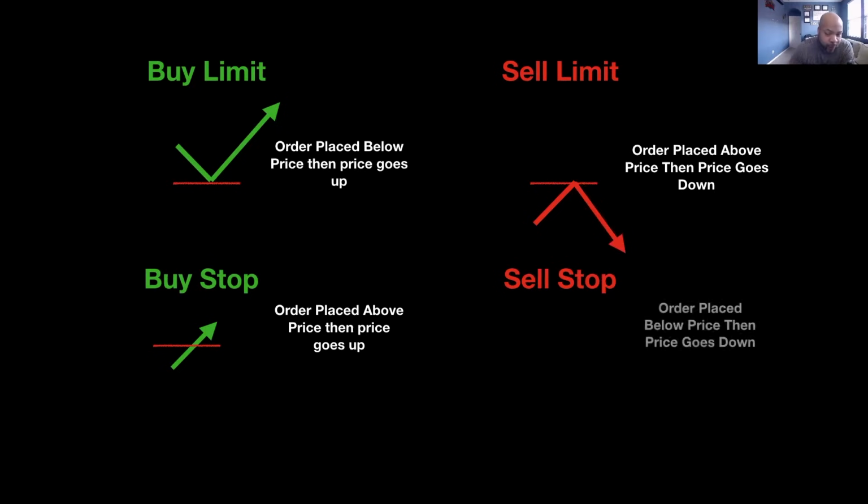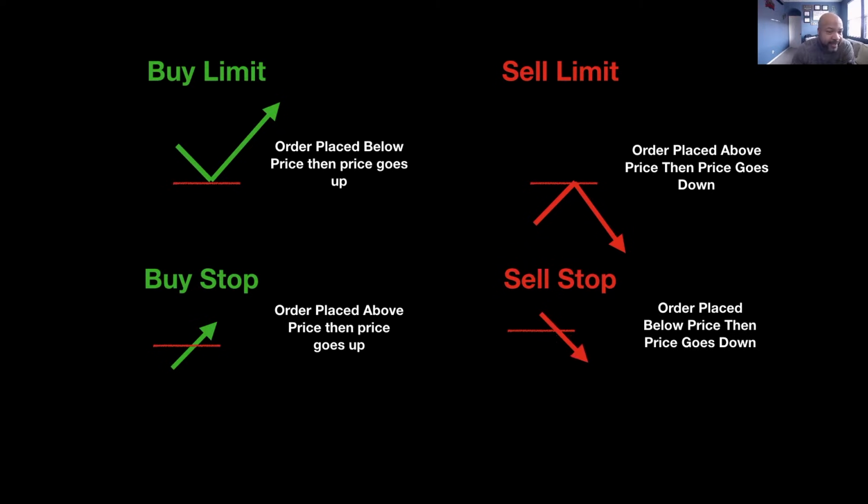Okay. Now for a sell stop, we're going to look at it like the buy stop, except now we're looking for it to go downward. So your order is placed below price, then price goes down. So here's your order. You're hoping that price will hit that red line. Now it's going to start above your order. And once it hits your order and continues to go down, you're in profit.